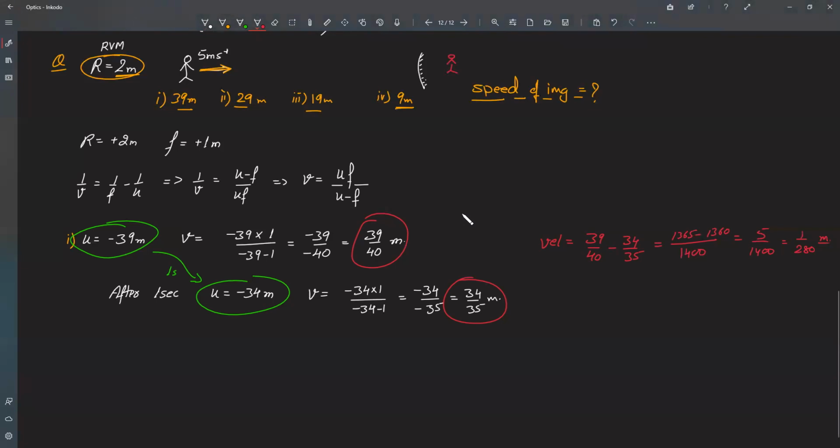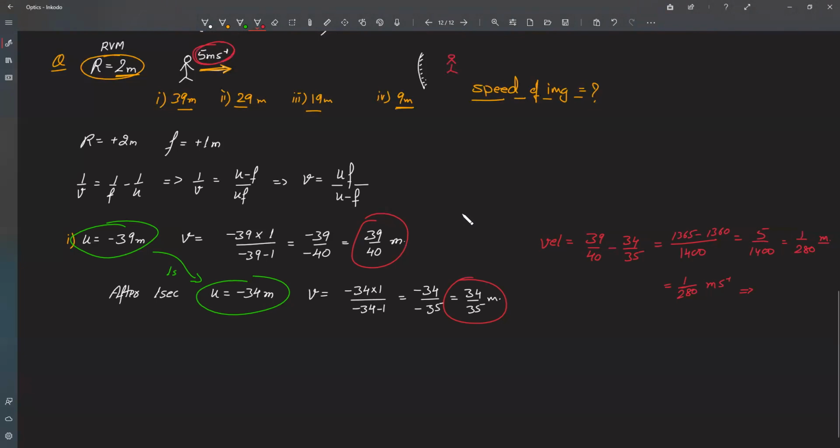So this 1 by 280 meters, it has traveled in 1 second. So what is its velocity? It is 1 by 280 meters per second. And what is the velocity of the object? You can see here, it has moved by 5 meters in 1 second, but here it is not even 1 meter, it is almost 1 by 300th of a meter. So that means the image is moving very slowly as compared to the object. Okay.